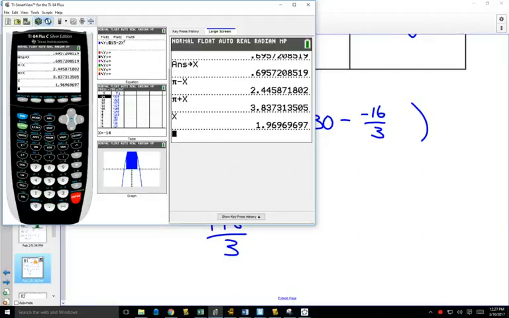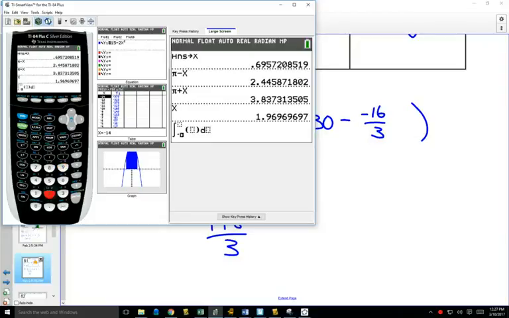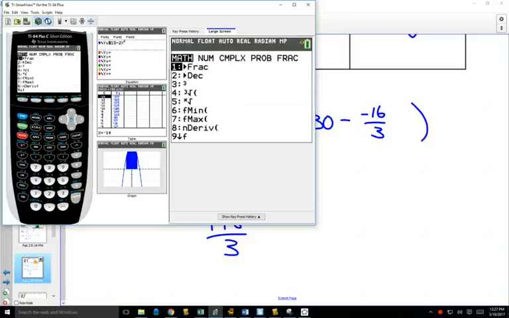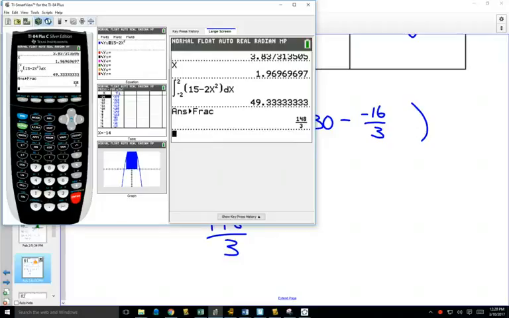Anyways, if you wanted to do it to get your number in here, well, we could have done math number 9 and gone from negative 2 to 2. And I'm sure there's a way I can steal that answer that I had from my calculator graph into here, but I can't think of it right now. I'm not going to spend 20 minutes trying to figure that out. But we could just have done it this way, 15 minus 2x squared dx. Got our answer there, and then hit math, fraction, to see if it was 148 over 3. And it is.